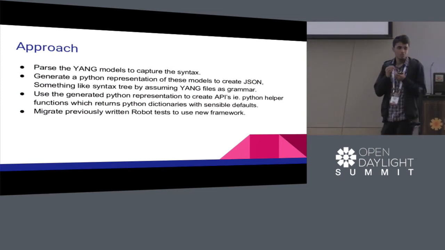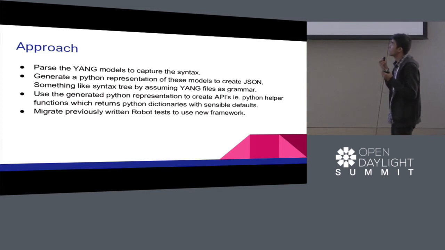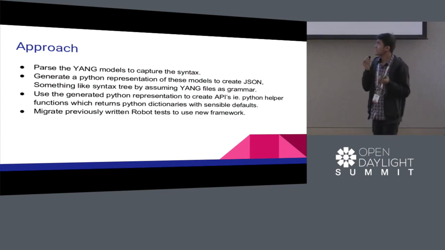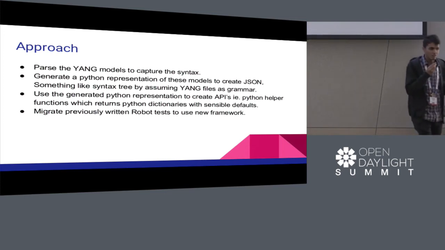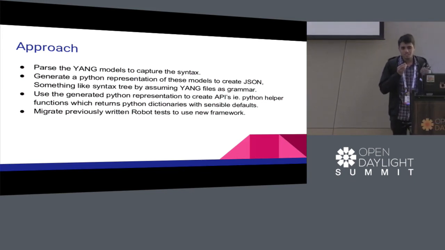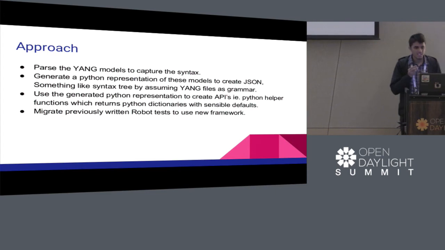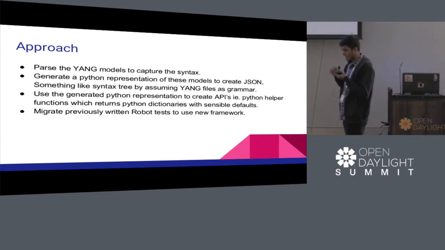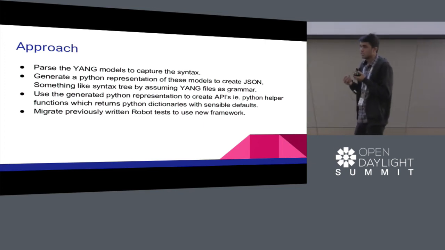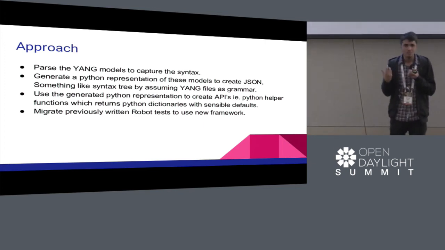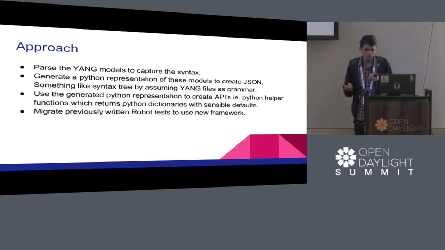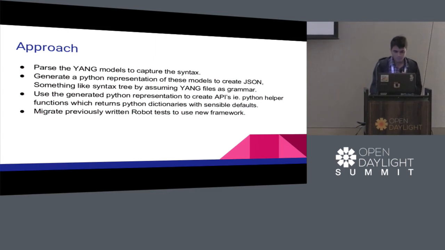So what was our approach? First, parse the Yang model itself and capture the syntax, then generate a Python representation, or any high level representation, of these models, so that we can fill those representations with values to create JSON itself. Then use these Python representations to create Python helper functions that can be used by the robot test files themselves. And finally, migrate the previously written robot tests to use the new framework. That was our approach.